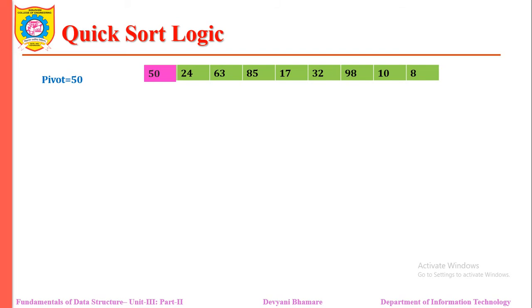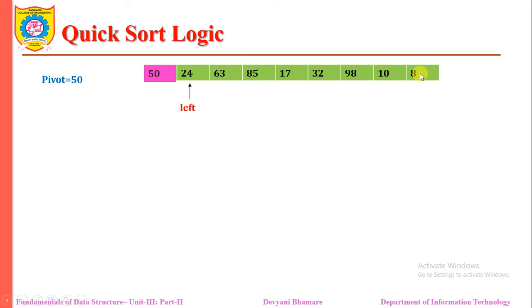So initially we are considering the first element, means the leftmost element, as the pivot element. Here we need to identify the place of 50. We expect that 50 will be placed such that the elements on the left-hand side are less than 50 and the elements on the right-hand side are greater than 50.